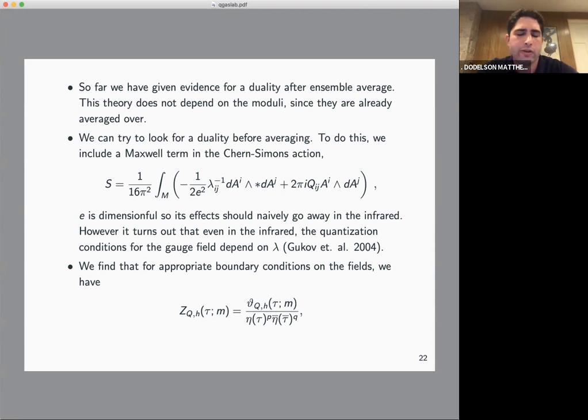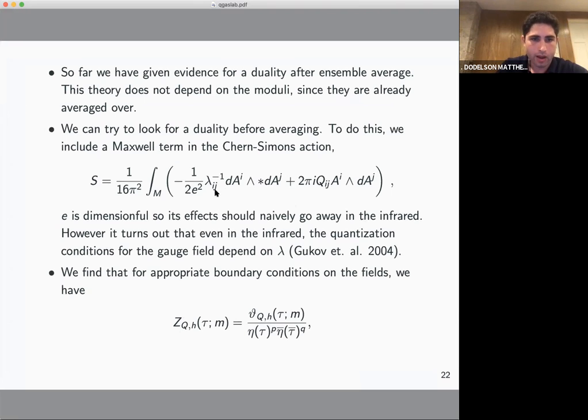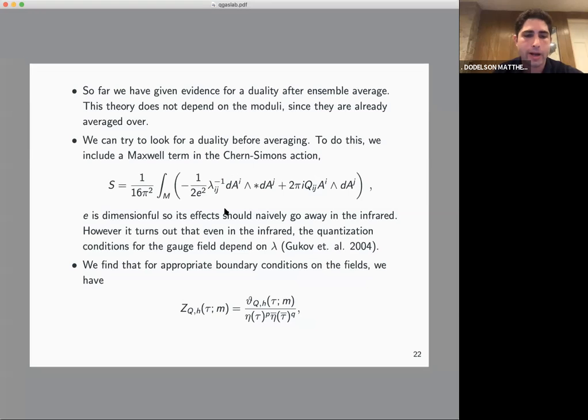And so to look for this duality, let's just include a Maxwell term in the Chern-Simons action. And so that's this first term here. And there's some matrix lambda ij, and it's proportional to 1 over e. So e is dimensionful, so its effect should go away in the IR. But actually, it turns out that the effects of e affect the quantization conditions for the gauge field in the IR. And so this matrix lambda will actually give some new effects in the IR. And what you get is that for appropriate boundary conditions on the field, in fact, the partition function of this theory exactly matches the partition function of the boundary theory not averaged over the moduli.